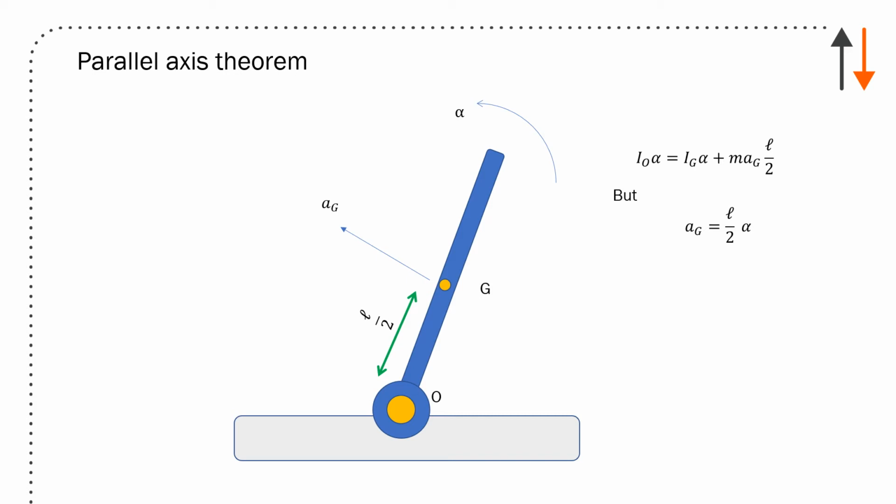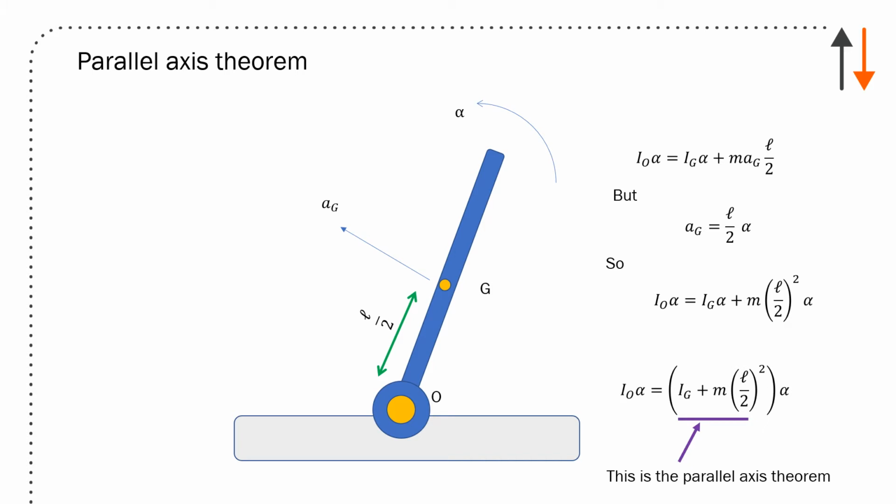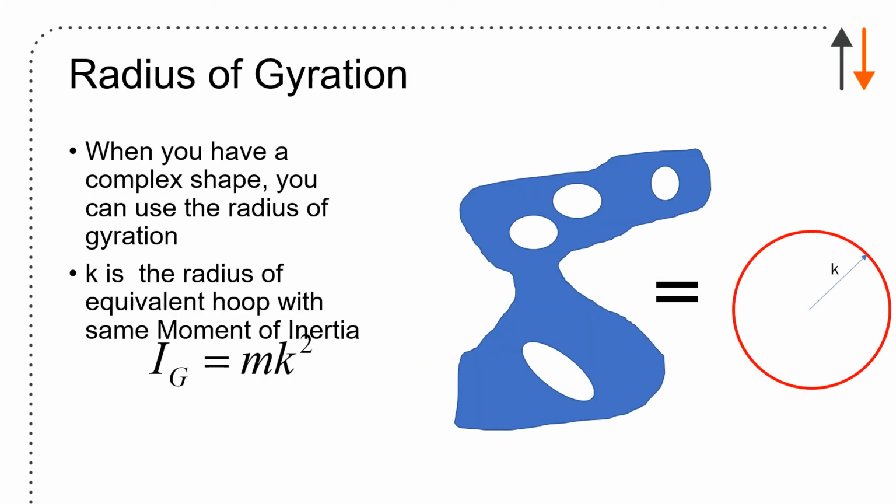But a G equals L over 2 alpha, and so I naught alpha equals I G alpha plus m (L over 2) squared alpha, which just happens when you pull everything apart: I G plus m times the quantity L over 2 squared, times alpha. So this term right here is the one that we kind of expect to see, and that's the parallel axis theorem.